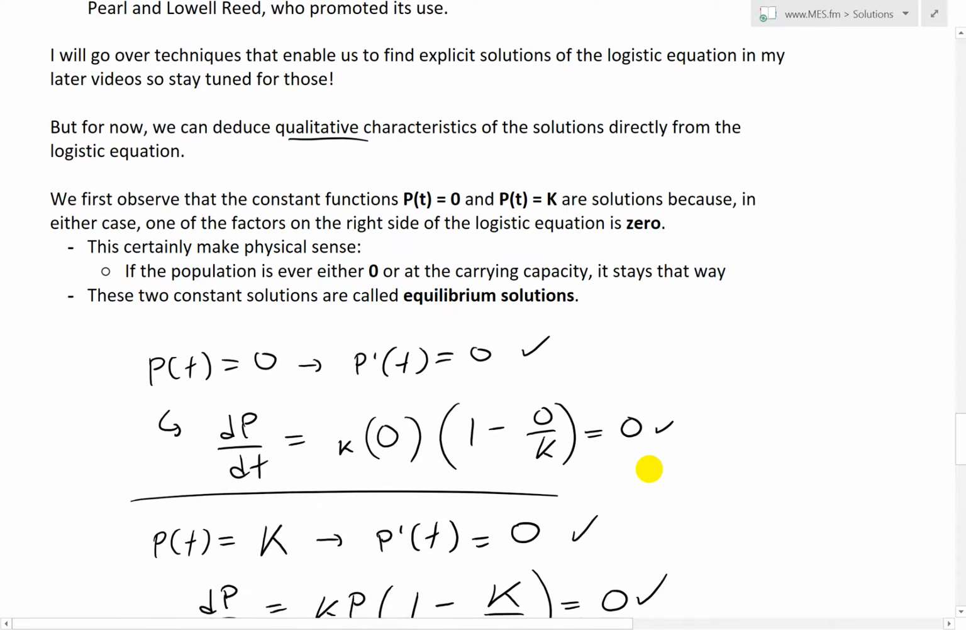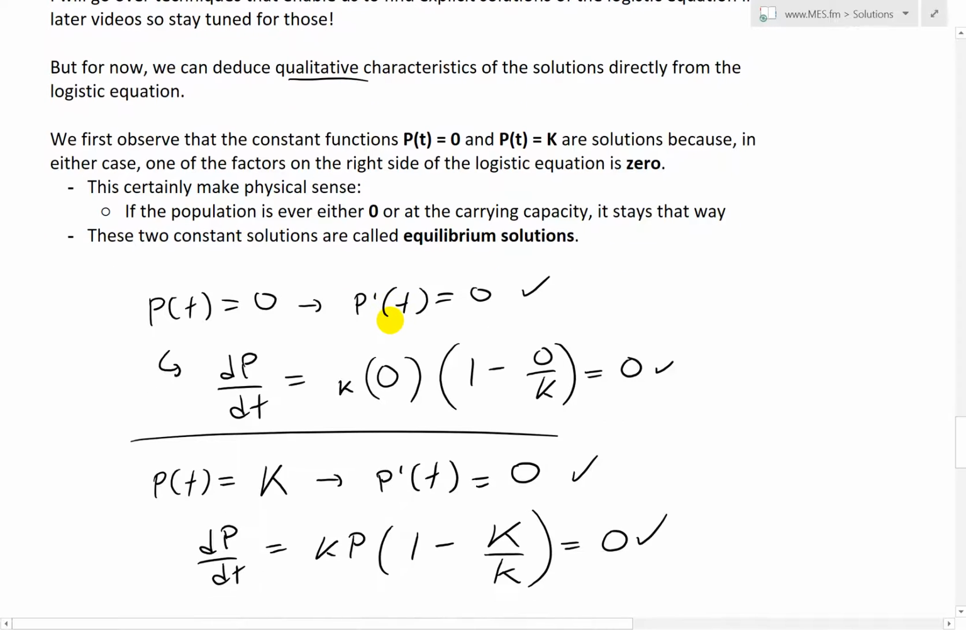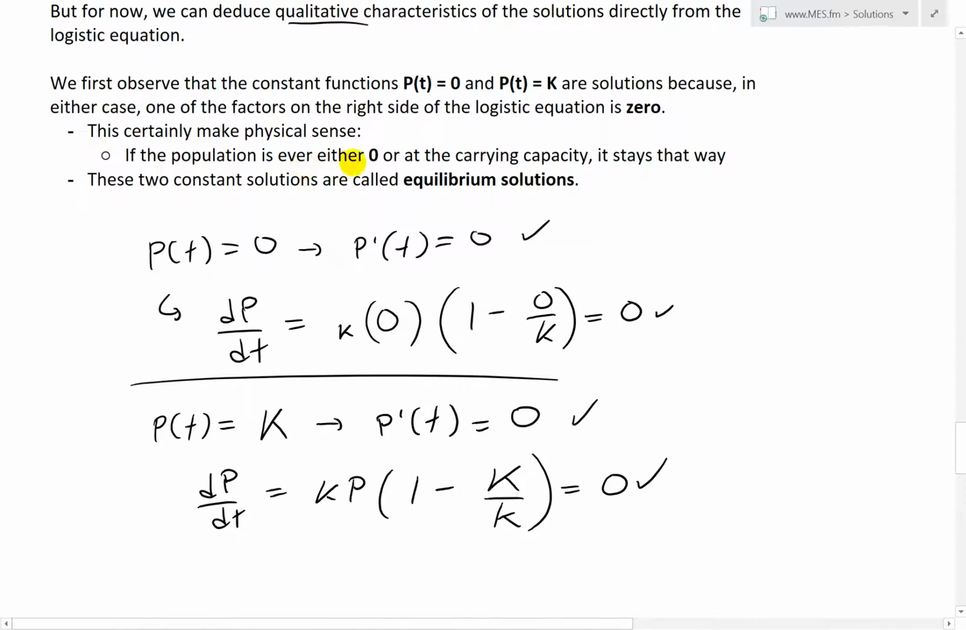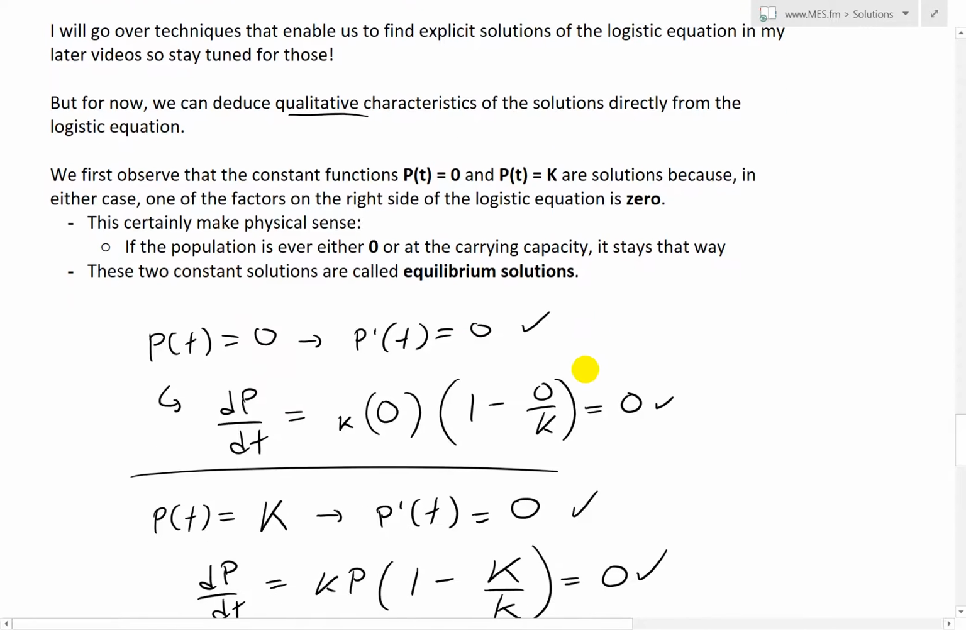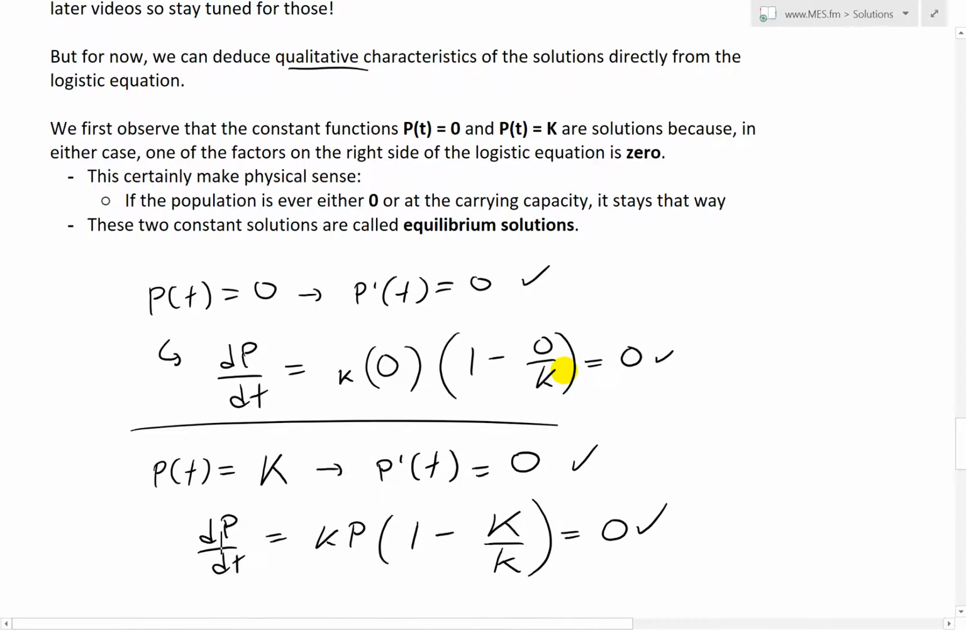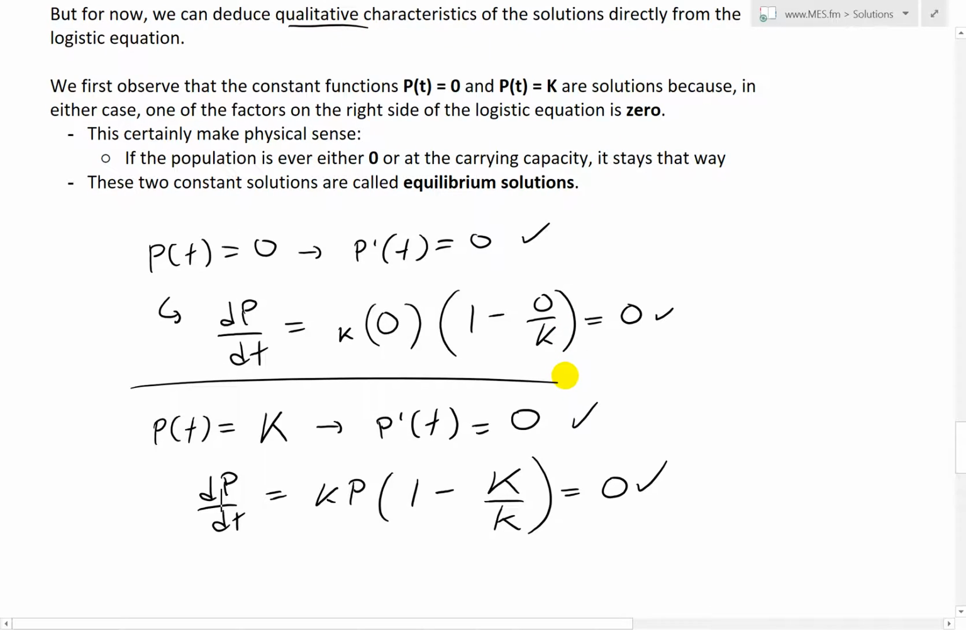So anyways, let's scroll back up here. In fact, this does make physical sense, because if the population is ever 0 or at the carrying capacity, it stays that way. Again, if the environment can withstand a certain amount of people, then it will withstand that, unless there's some sort of epidemic or anything.